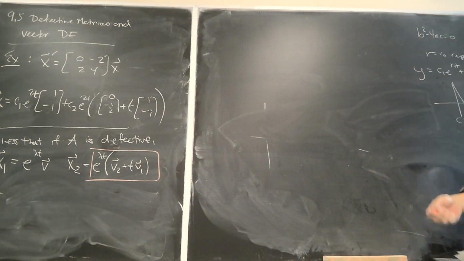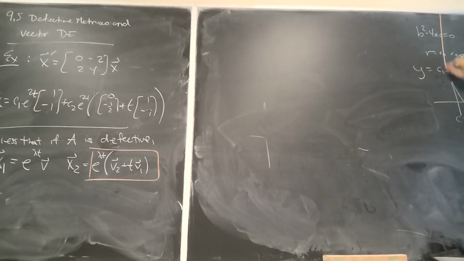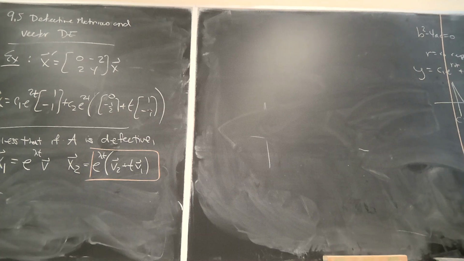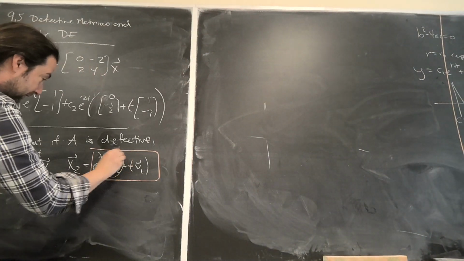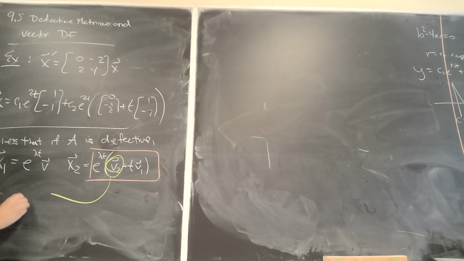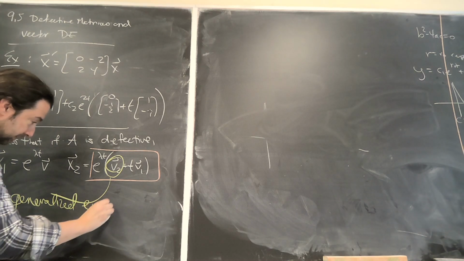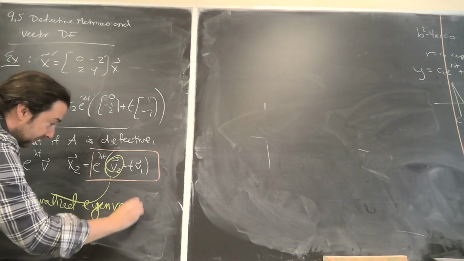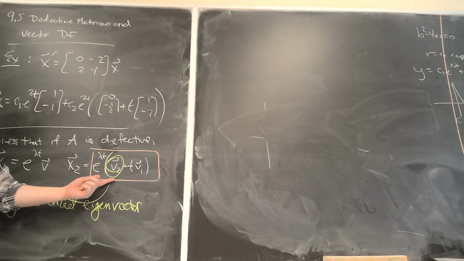Is v2 an eigenvector? v2 is not; v1 will turn out to be an eigenvector, but not v2. v2 is something mysterious. This v2 right here will turn out to be something called a generalized eigenvector. And it's related to the study, which last time I very briefly mentioned, of Jordan canonical form. That's what the v2 is.